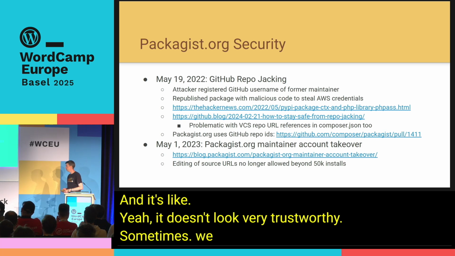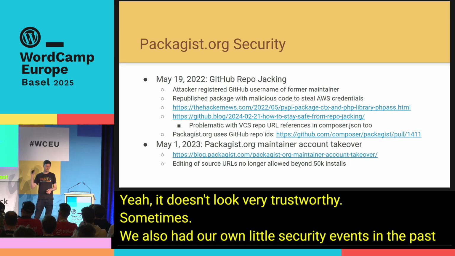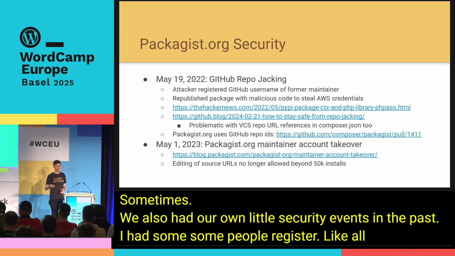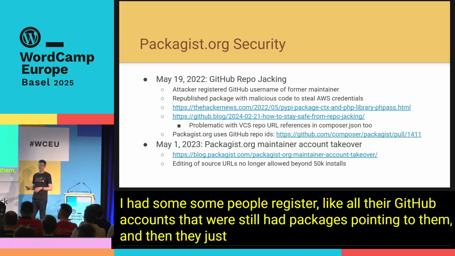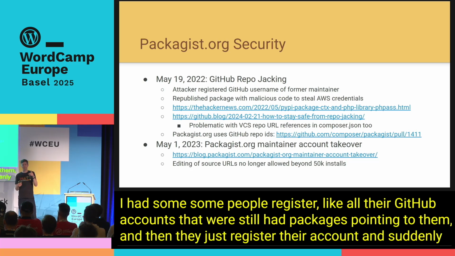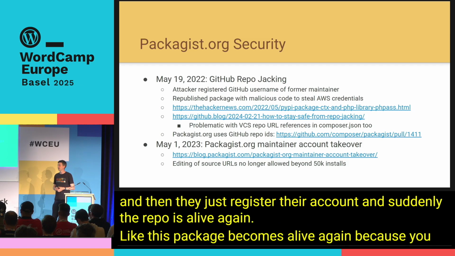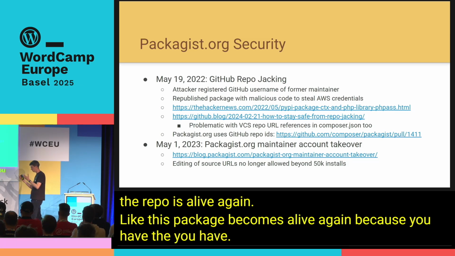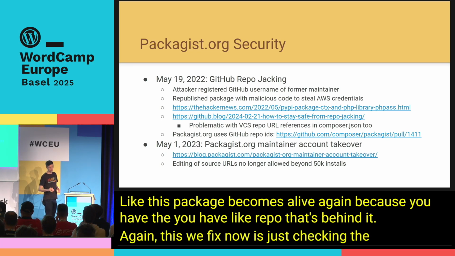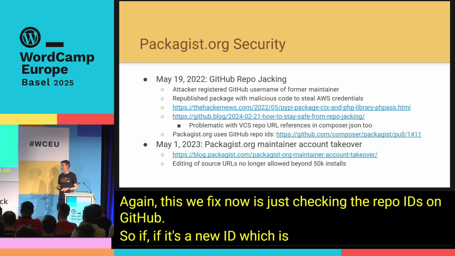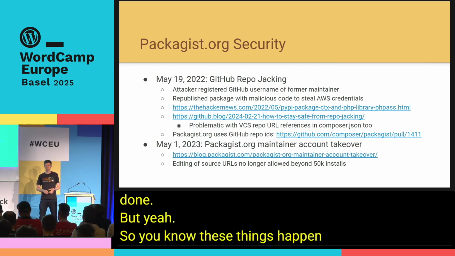We also had our own little security events in the past. Some people registered dead GitHub accounts that still had packages pointing to them, and then suddenly the repo is alive again. The package becomes alive again because there's a repo behind it again. What we fixed is now checking the repo IDs on GitHub. If it's a new ID, we just freeze the package and done. So these things happen on our end as well, and we take care of them.